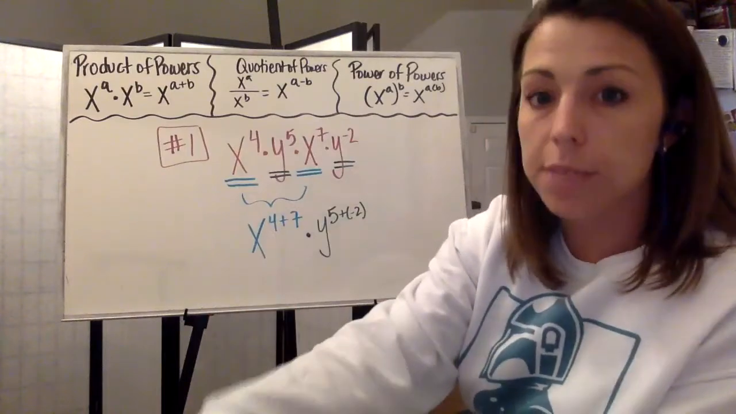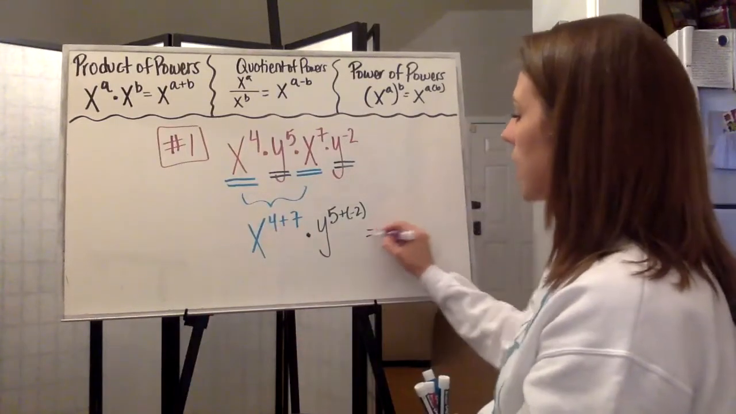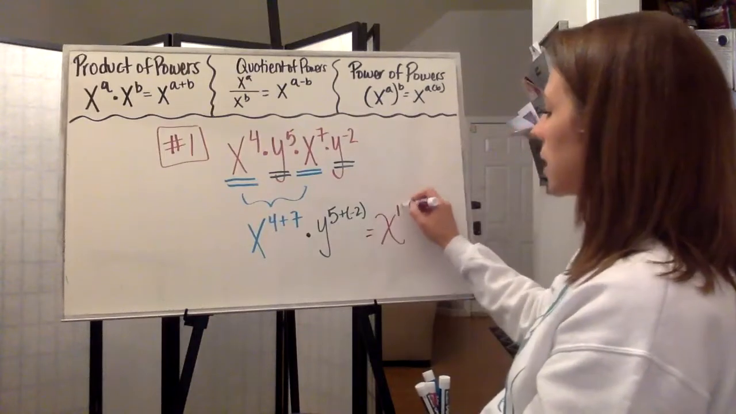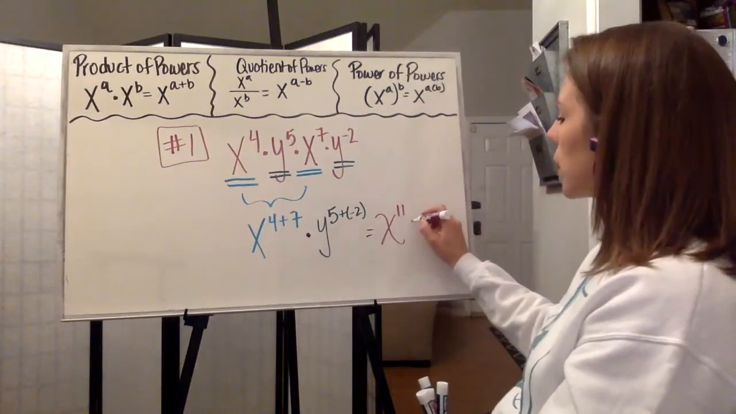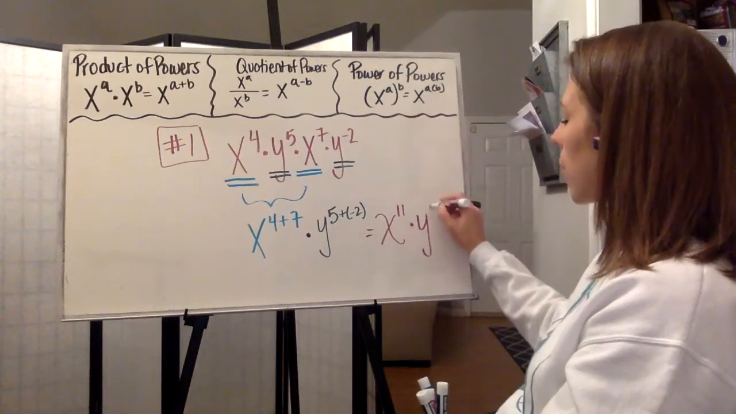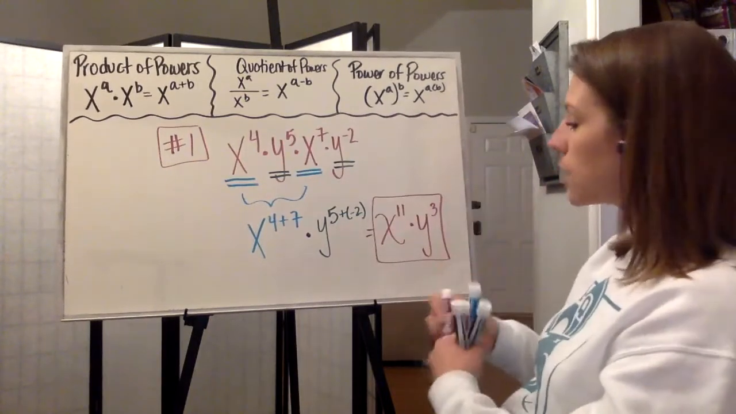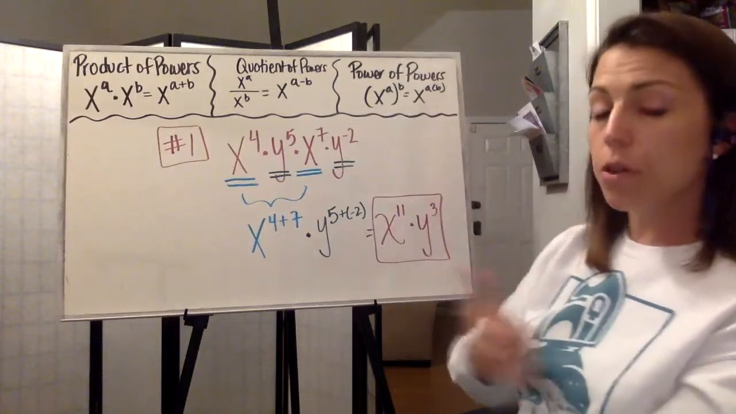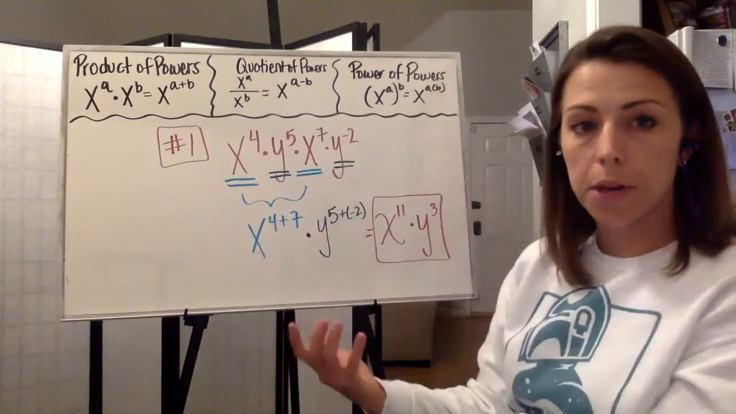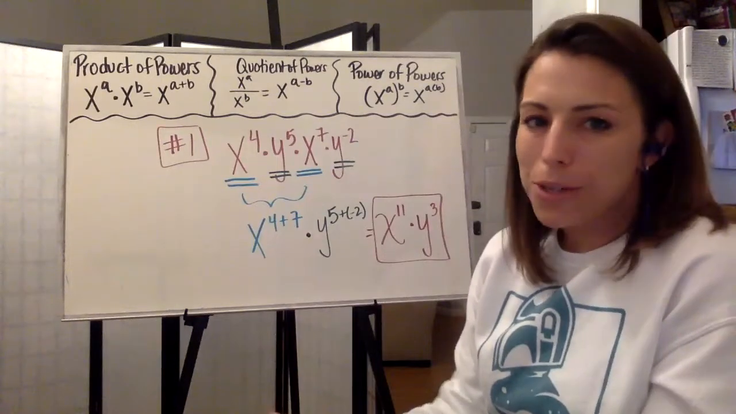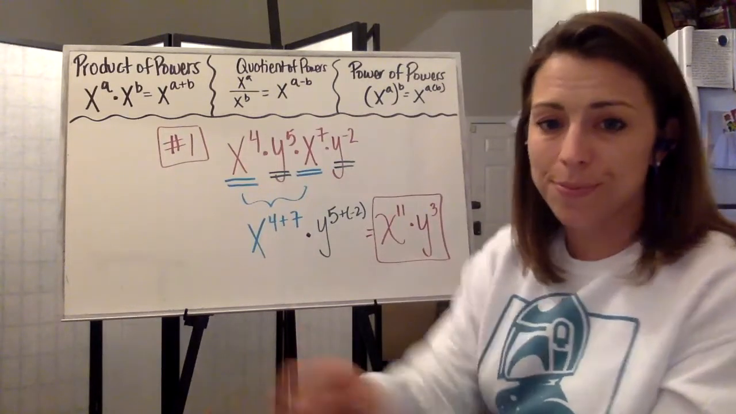And now let's go ahead and simplify. 4 x's and 7 more x's is a total of 11 x's. That would be x to the 11th. And 5 y's plus a negative 2 y's is a grand total of 3 y's. And that's your answer. You can't do anything from here because remember, x and y are different numbers. So if we knew what these numbers were, like if x was 7 and y was 3, we could keep going. But we don't know what those numbers are, so we're basically stuck. And that's our final answer using product of powers.